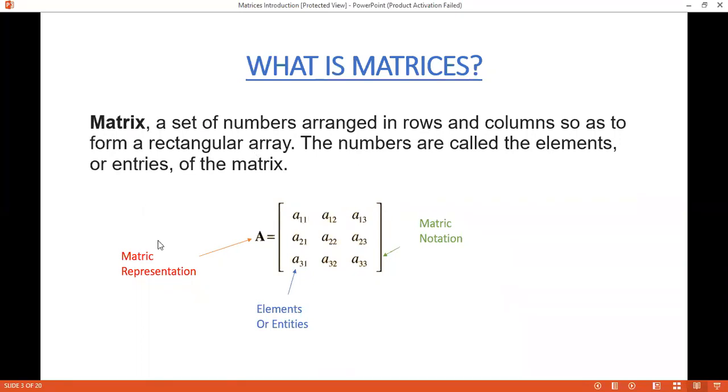So as a whole, I am describing the matrix. You can use A, B, C, D, whatever you like, but always use a capital letter. A, B, C is the matrix representation. Then this is the matrix notation, and A1, A2, A3, A21, these are the elements or entities. This must be represented by A11 equals 1, 2, 3, something else. So this is the general representation of a matrix.